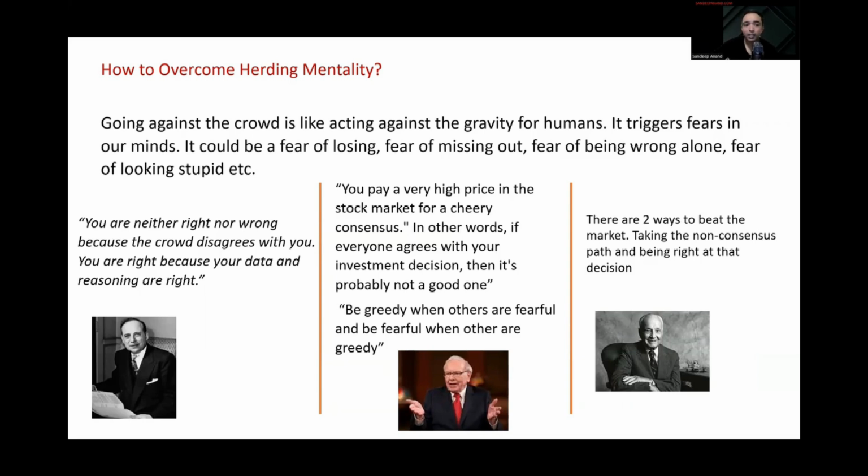And how to overcome that? It's like Benjamin Graham said, at least in the investing world, you are neither right nor wrong because a crowd disagrees with you. You're right because your data and reasoning are right. That's a perfect way to put it in life, right? And Warren Buffett said, you pay a very high price in the stock market for a cheery consensus. In other words, if everyone agrees with your investment decision, then it's probably not a good one. Be greedy when others are fearful, and be fearful when others are greedy. Easier said than done. Then John Templeton said there are two ways to beat the market: taking the non-consensus path and being right at that decision. Just because a crowd is crowding, it doesn't mean it's always wrong, right? So we need to be right at that decision when we go against the crowd.